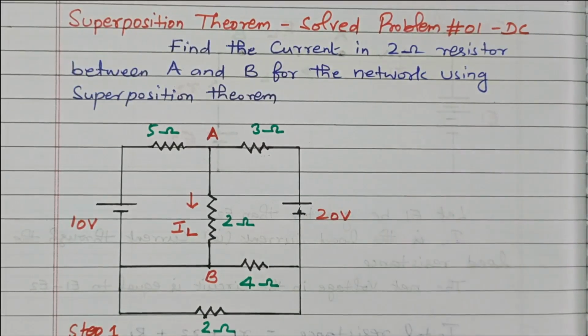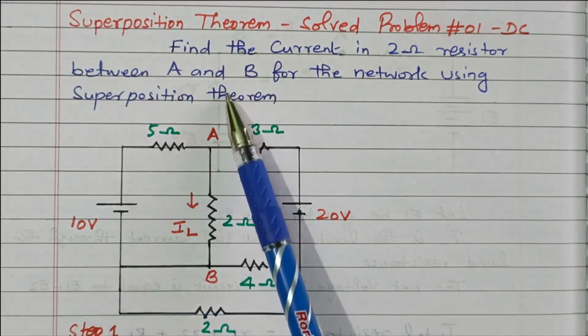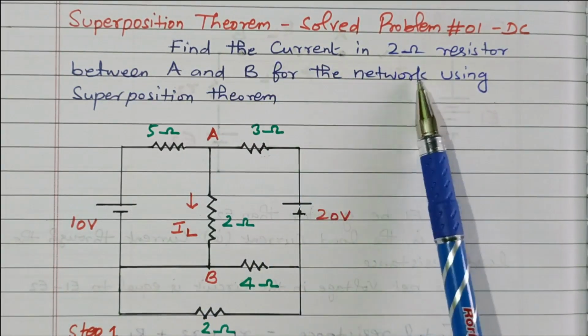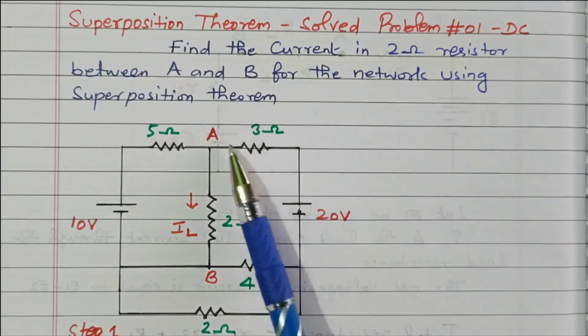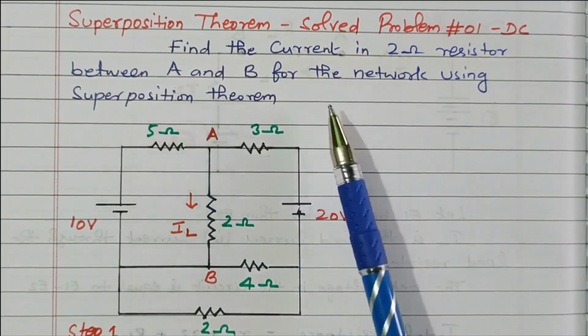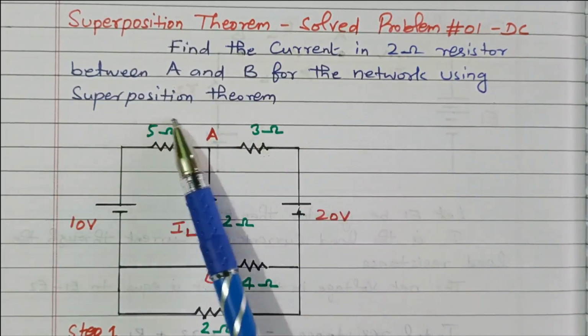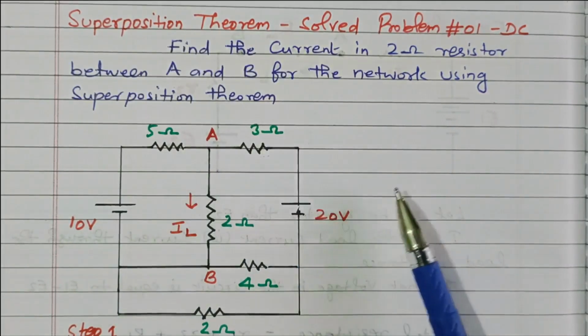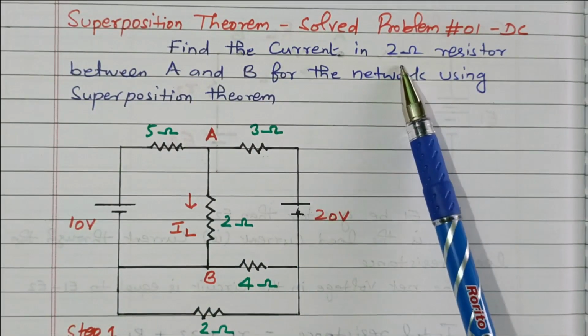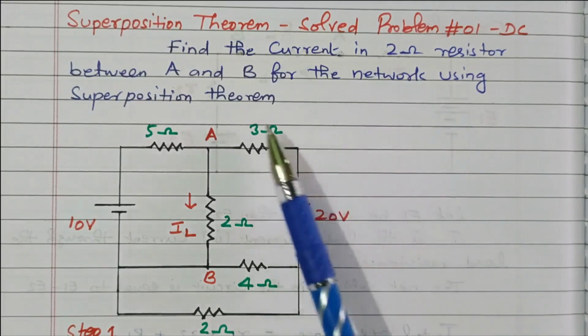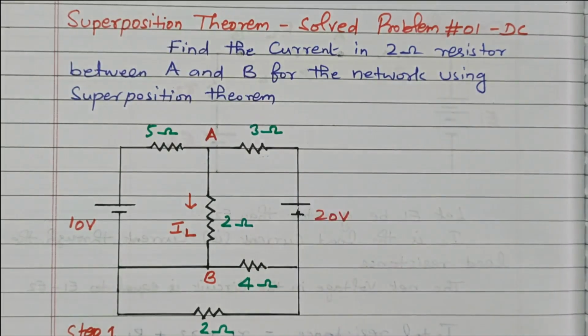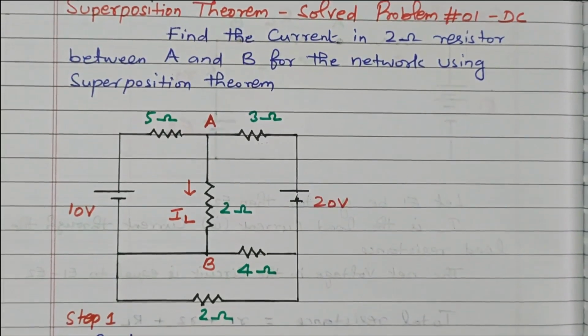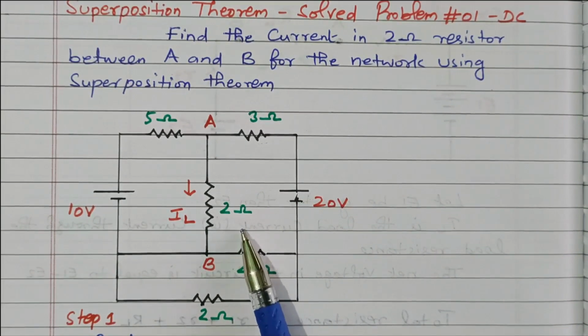Now we'll go to the topic. The statement of the problem is: find the current in the 2 ohm resistor between A and B for the network using the superposition theorem. We need to find the current flowing through the 2 ohm resistor. It is marked as AB. Now refer to the diagram. So the network is available. We need to find the current flowing through this 2 ohm resistor.